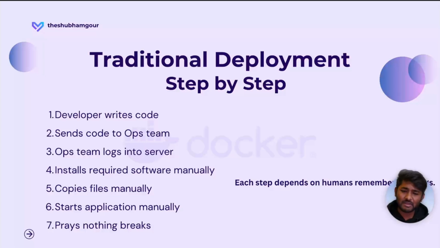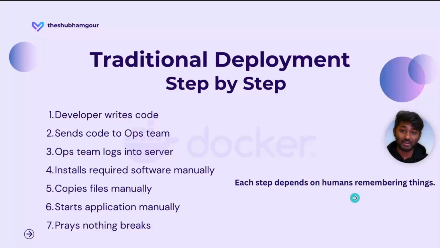So, in traditional deployment, the developer writes the code and sends the code to the ops team. The ops team logs into the server. They install the required software manually. I repeat, they install the required software manually, they copy the files manually, they start the application manually, and then they pray nothing breaks. Each step here is dependent on humans, and they have to remember the things. The best thing that they can do in this setup is to document everything. But again, everything will be done manually, right?